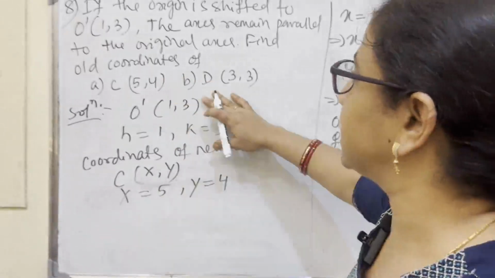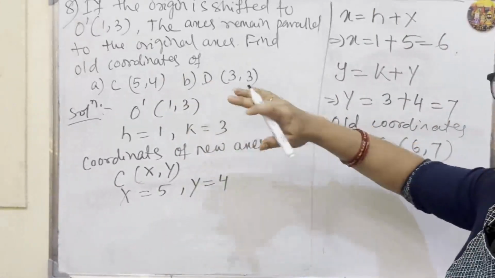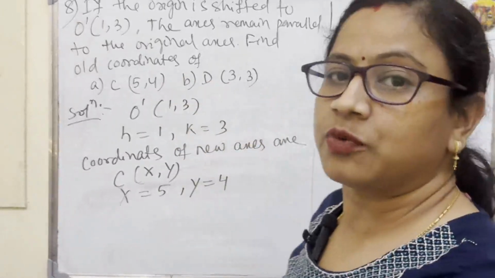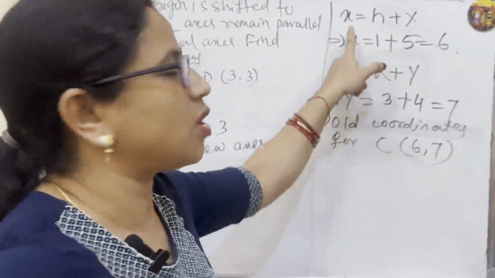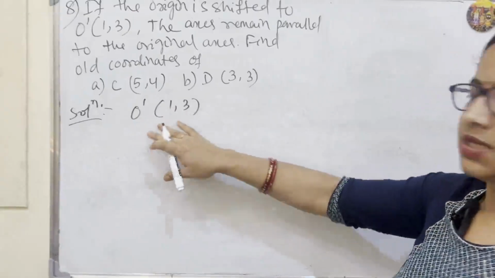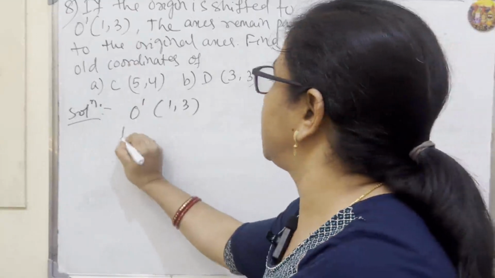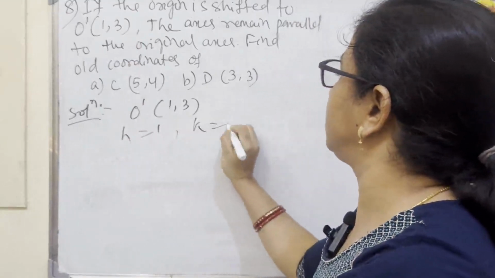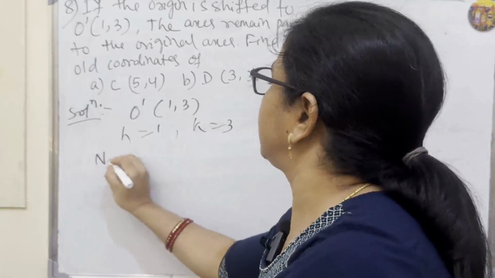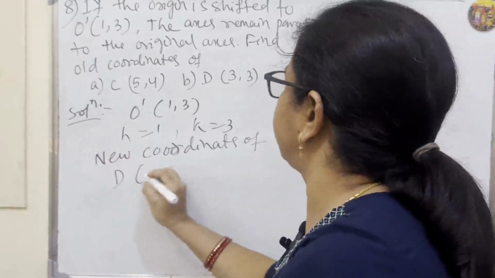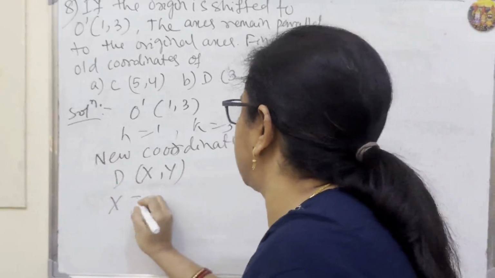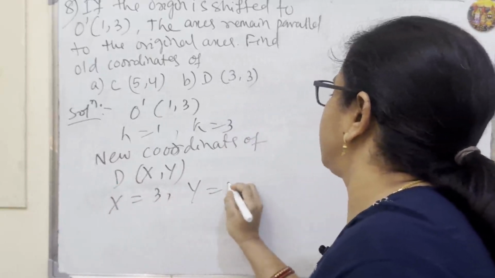Now coming to the second part, that is, the new coordinates of point D are 3 and 3. We have to find the old one, the same small x and small y. Again O dash is (1, 3), same origin. H is equal to 1, K is equal to 3. So the new coordinates of D are capital X, capital Y. Capital X is equal to 3, capital Y is equal to 3.